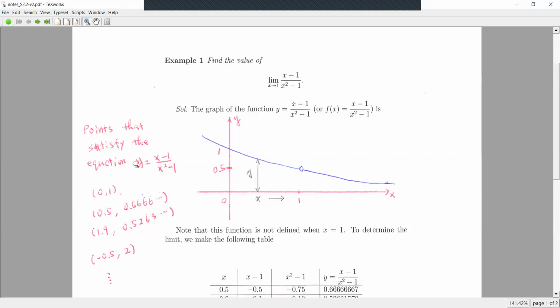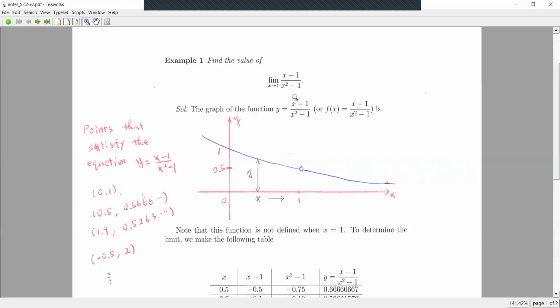Also, this point satisfies this equation. When you plug in 0.5 for x and 0.6666, and so on, for y, the equation is true. So this point satisfies this equation. Now, all the points that satisfy this equation together form a curve. The curve is the graph of the function, or the graph of this equation.